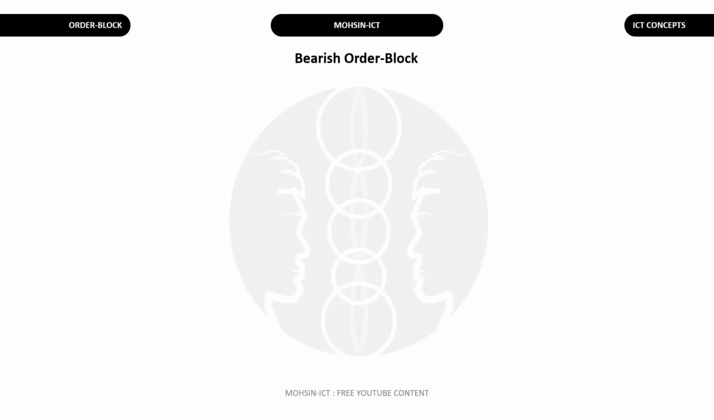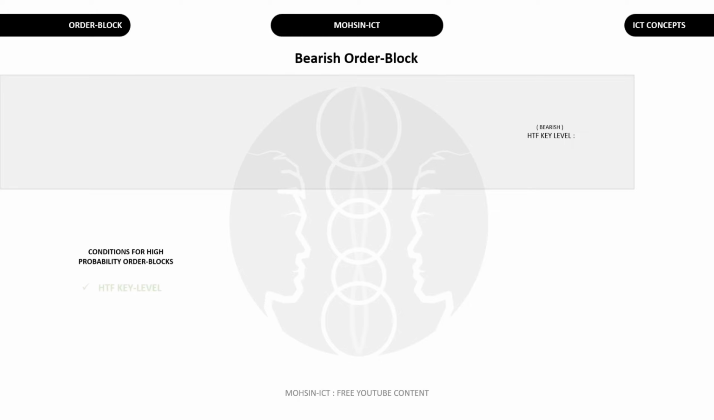So first of all, let's look at the bearish order block. Our very first condition was a higher time frame key level. We need a bearish higher time frame key level for a bearish order block. Then, when our first condition is met, we look for our second condition, which is price tapping into the higher time frame key level. Now, this is the order block formation. You can skip it because all of you know how the order block is formed. That's very basic. What we are discussing in this video is what a high probability order block is.